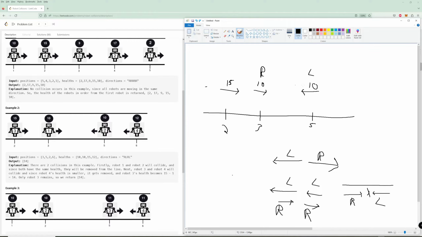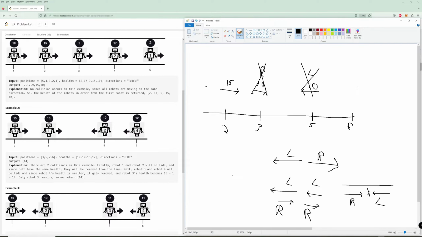If one of them has more health and is going to survive, we're going to put that back on the stack. But if they're the same health, we're going to remove them both from the stack. So in this case, we're removing them both from the stack. Now we have only one robot, so we can't have any collisions. Now let's add the last robot.